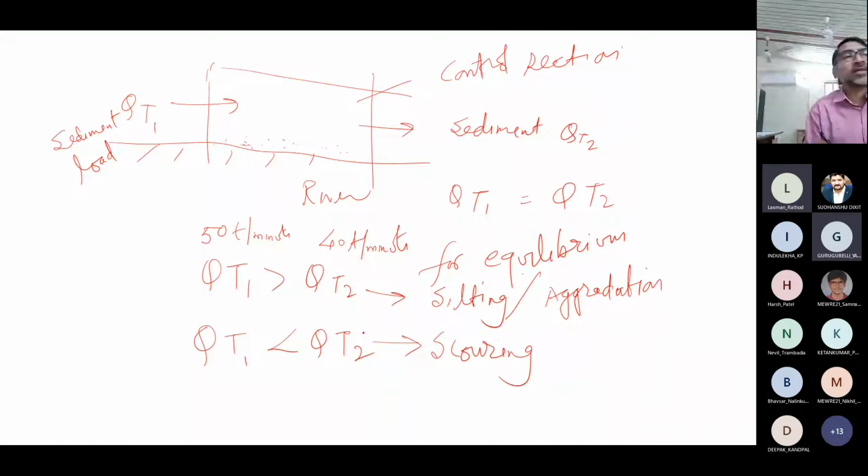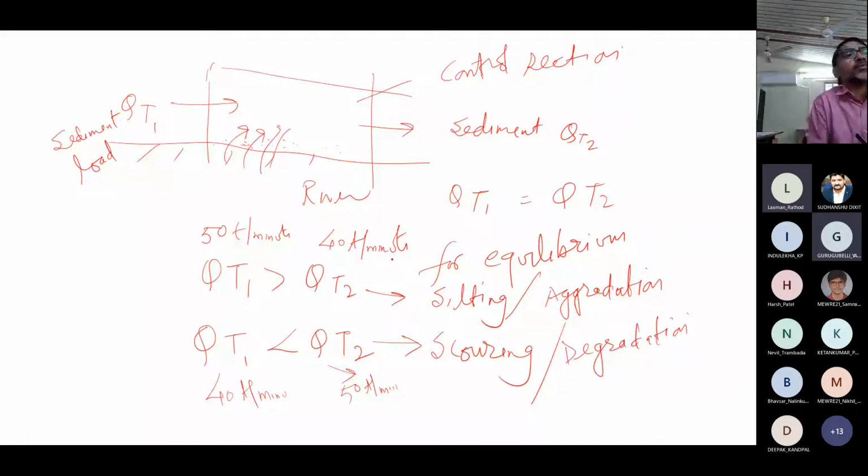The first one would be silting. Yes. So either aggradation or silting we will say. And in the second case, when QT1 is less than QT2, suppose 40 ton is coming from one section and taking out from another section is 50 ton per minute. So what will happen? It will take the sediment from the sediment bed. So what you will observe is scouring. That we can also say the degradation.